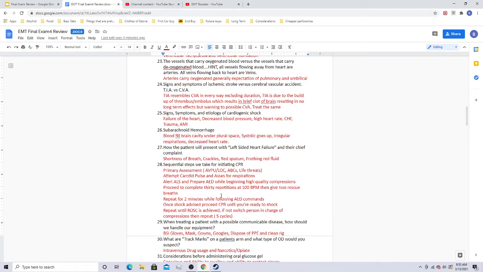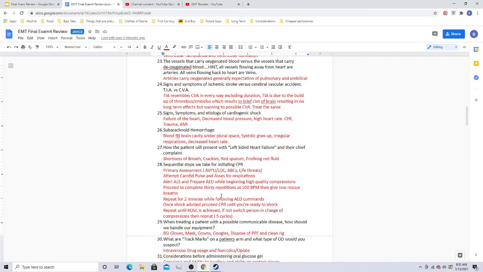Alert ALS, prepare AED while beginning high quality compressions. If you're in the civilian world and you are alone, or whatever, just alert 911. Preparing the AED, get someone to get the AED, and alert ALS. Your first priority is to get the compressions, because compressions save lives regardless.